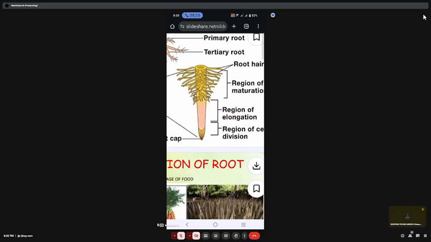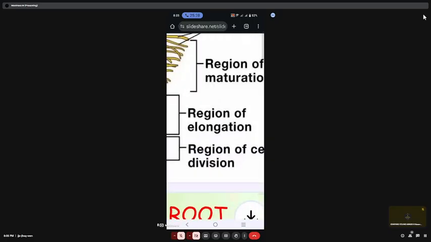What is the next region? Region of Elongation. So this is the elongation zone, which is slightly longer in the root. The cells here are elongated. It is helpful for the elongation of the root.